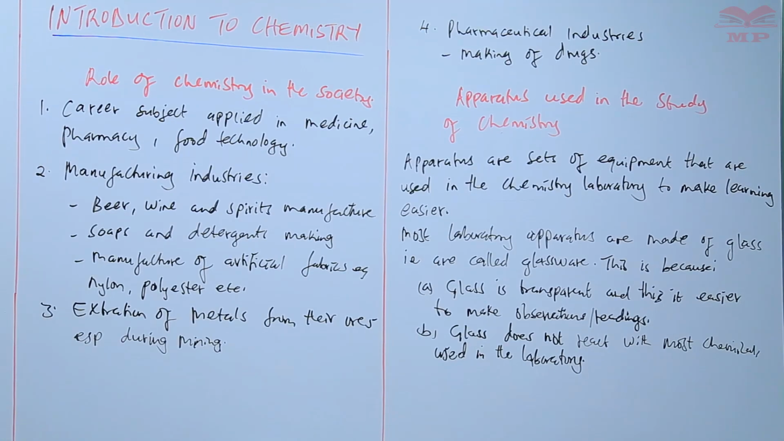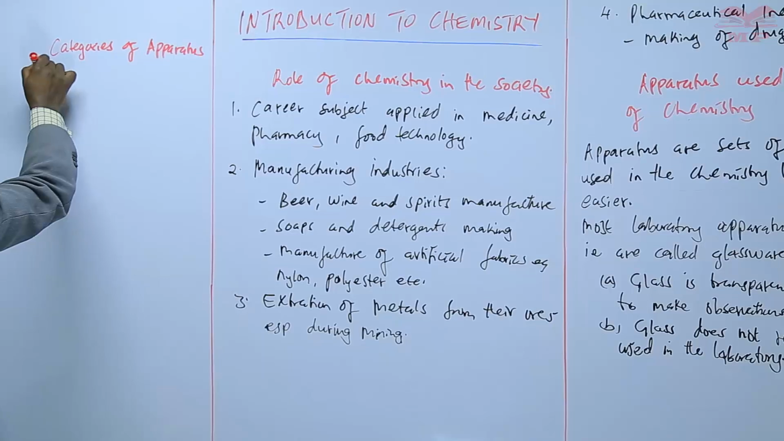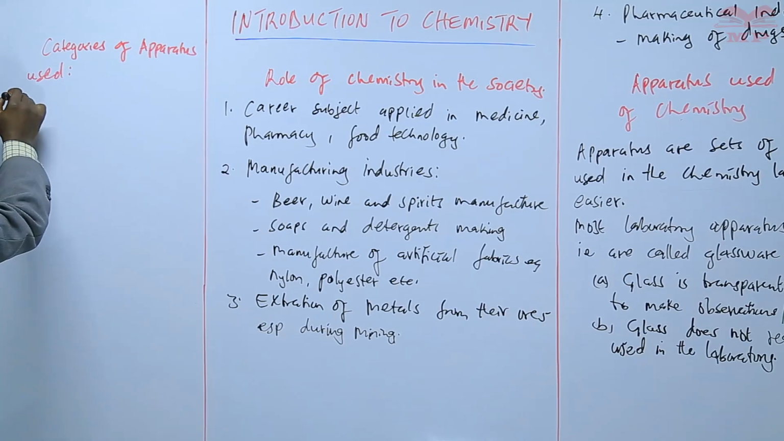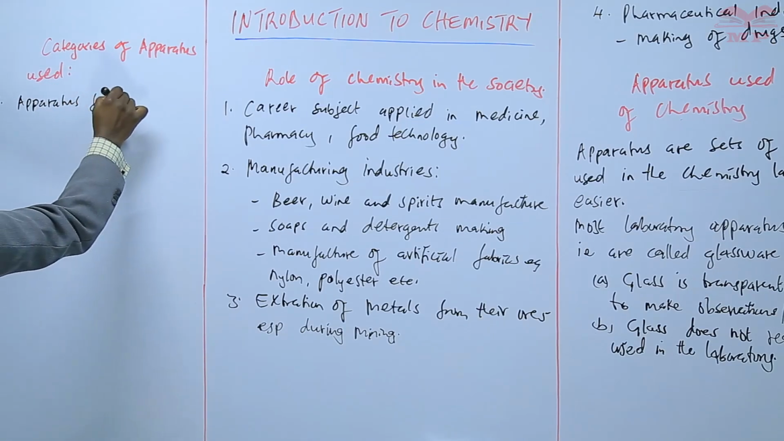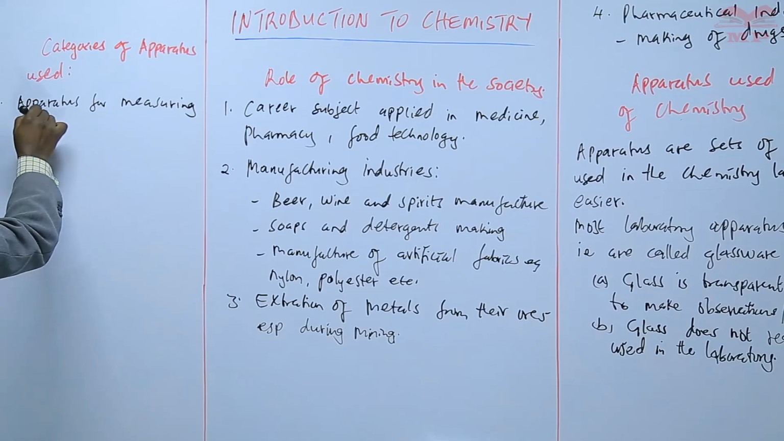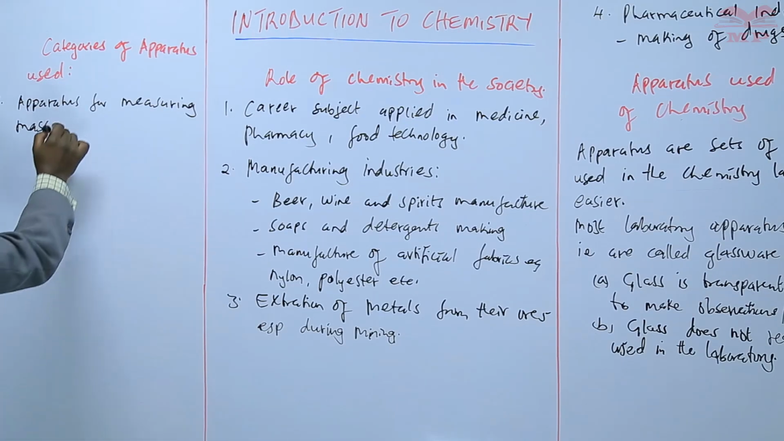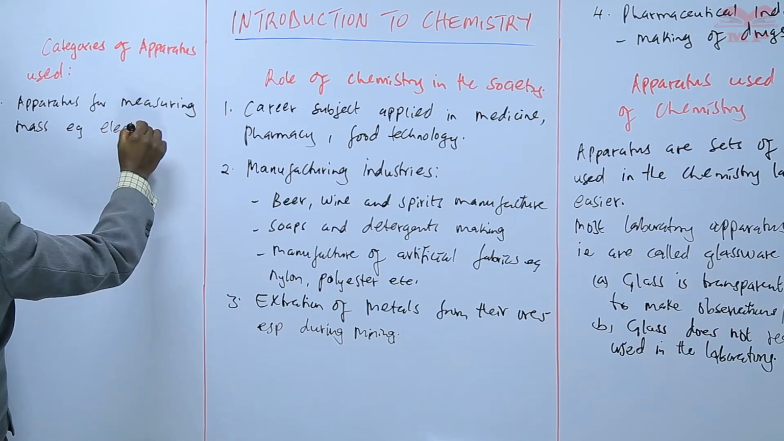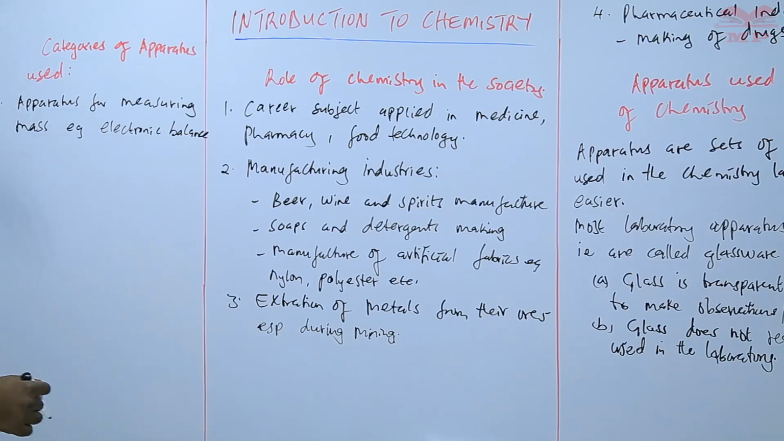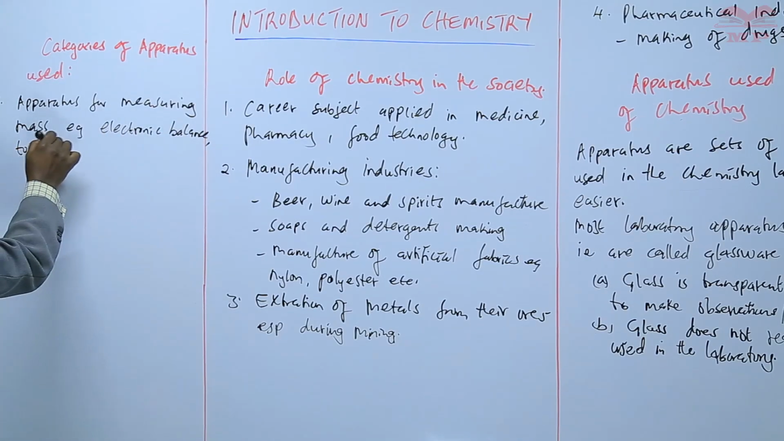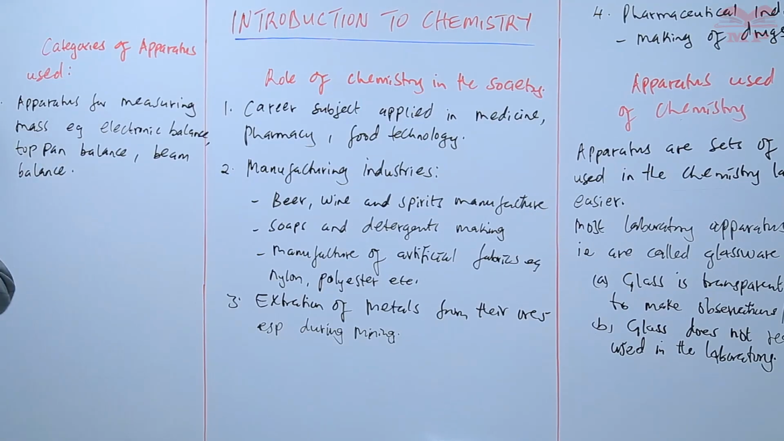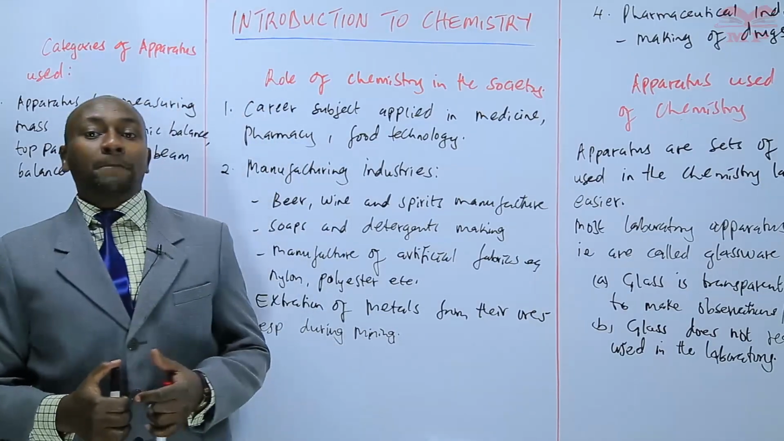So from here, we look at now the apparatus that we use in the laboratory, and we have the various categories of apparatus used. For example, we have apparatus for measuring mass. We have e.g. the common one, the electronic balance. We'll have an opportunity to see some of these apparatus. We have the top pan balance. We have the beam balance. So basically, those are some of the common apparatus that are used to measure mass.